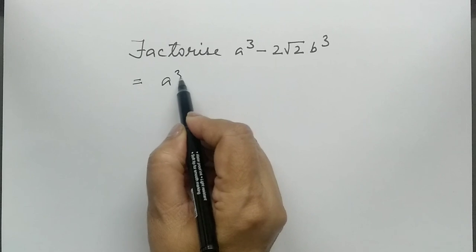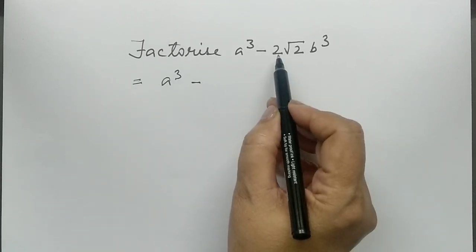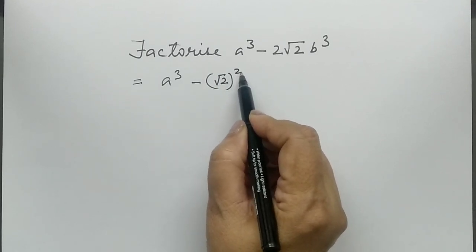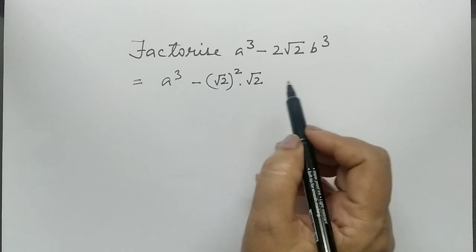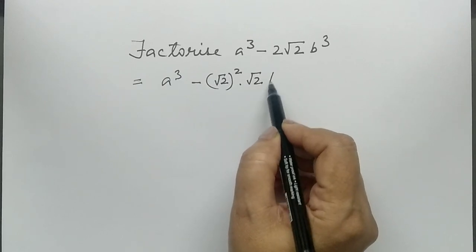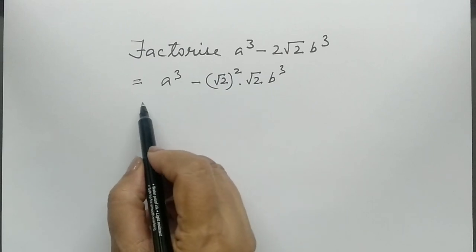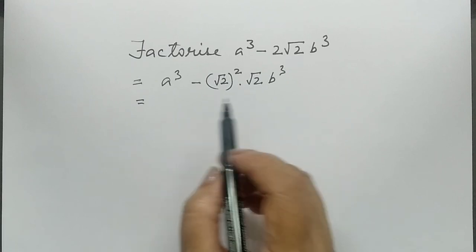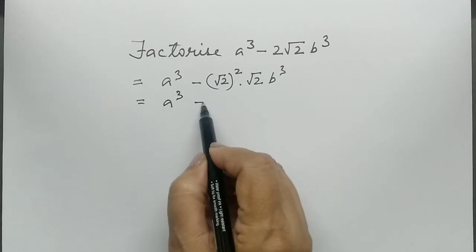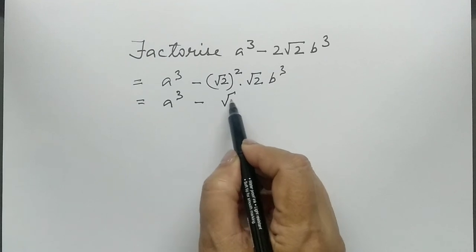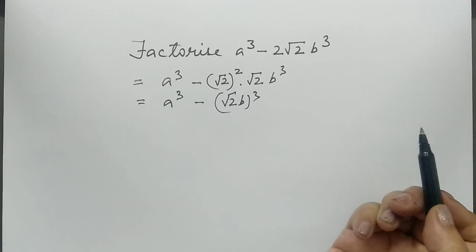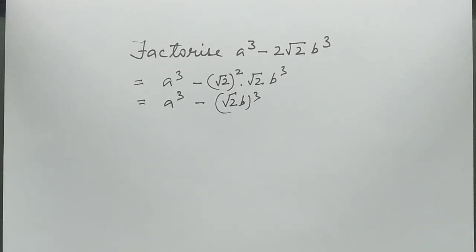So a cube is already made up. Here, for 2 we can write 2 root 2 to the power 2, we already have root 2, and then we have b cube also, correct? Now we have root 2 here and 2 root 2 here, which means we can write it as root 2 b whole cube, correct? So now this must remind you of the identity.